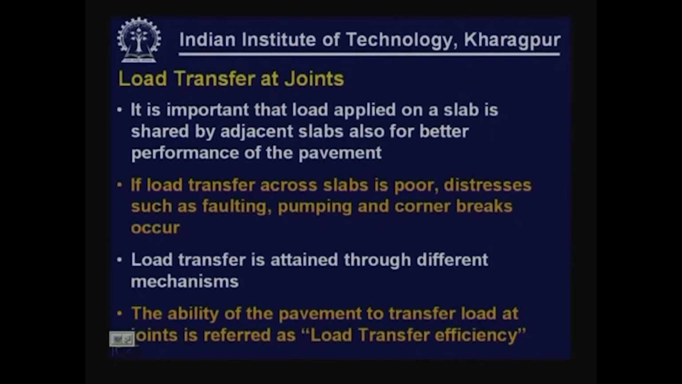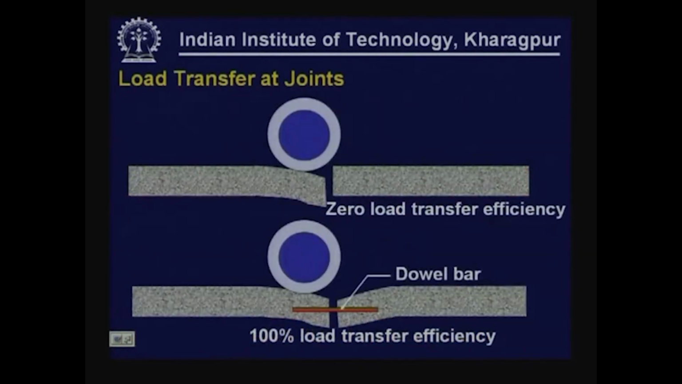Load transfer can be attained through different mechanisms. Some of them we have already discussed, like granular interlocking and dowel bars. The ability of the pavement to transfer load at joints is referred to as load transfer efficiency. The load transfer efficiency can be explained with these two diagrams. In the diagram shown above, the load is placed on the left hand side, and there is no connection between these two slabs. Obviously, the slab on the right hand side is not participating in sharing the load placed on the left hand side. So, this is a situation where there is zero load transfer efficiency.